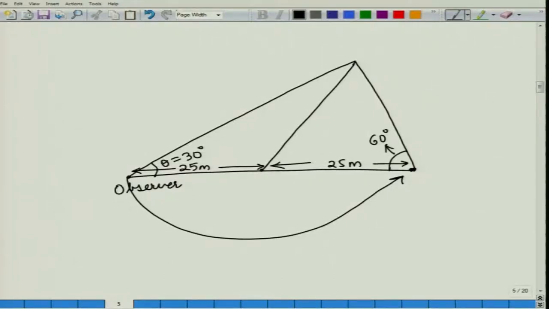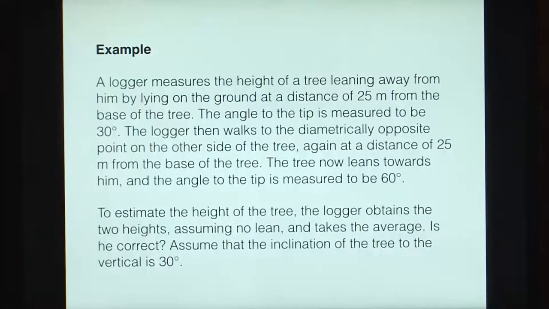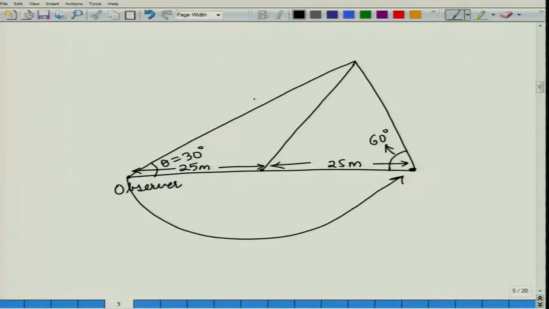Now the question further states, to estimate the height of the tree, the logger obtains the two heights assuming no lean and takes the average. Is he correct? Assume that the inclination of the tree to the vertical is 30 degrees. So now coming back to the tablet, what it states is the angle of inclination of the tree to the vertical. So this angle is 30 degrees.